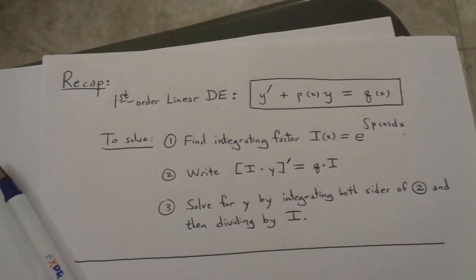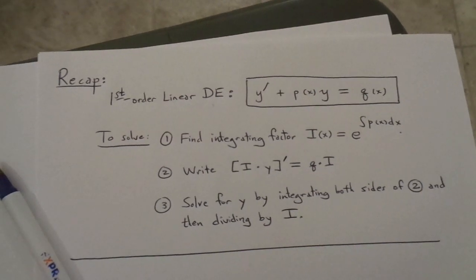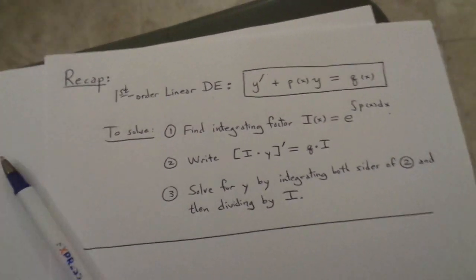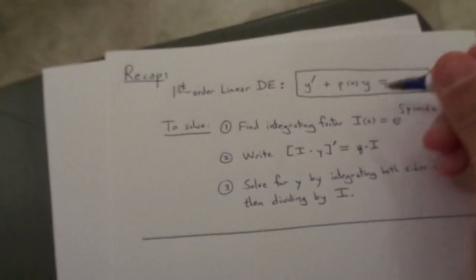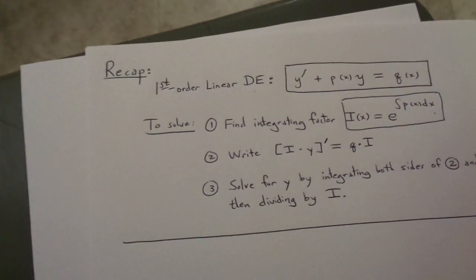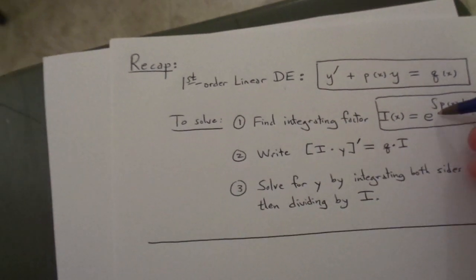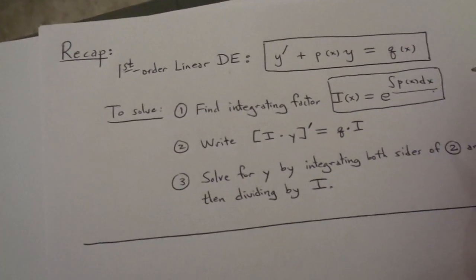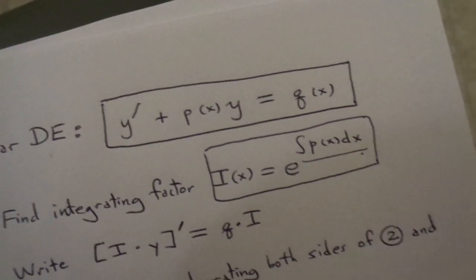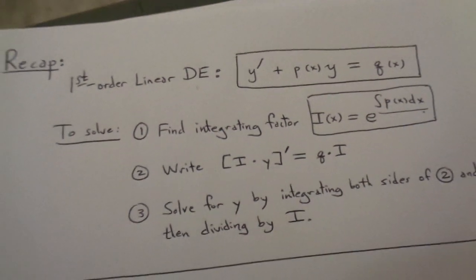So the integrating factor for this linear differential equation is given by the formula that I've got right here. It's just I = e^(∫p(x)dx). So you have to calculate that. When you're doing the integration, you don't need to add a plus c on that because in this case, you're just looking for one integrating factor that works.